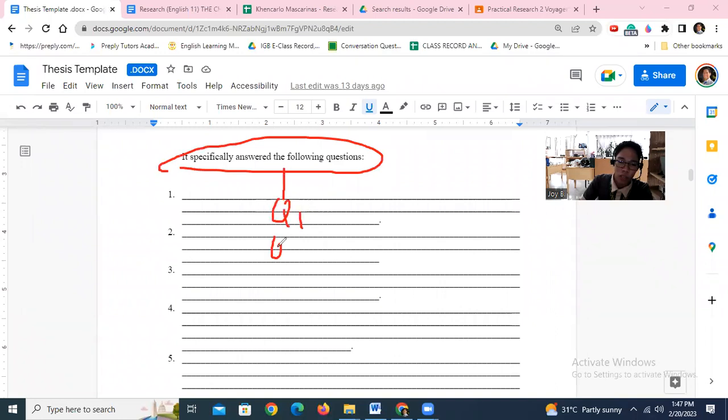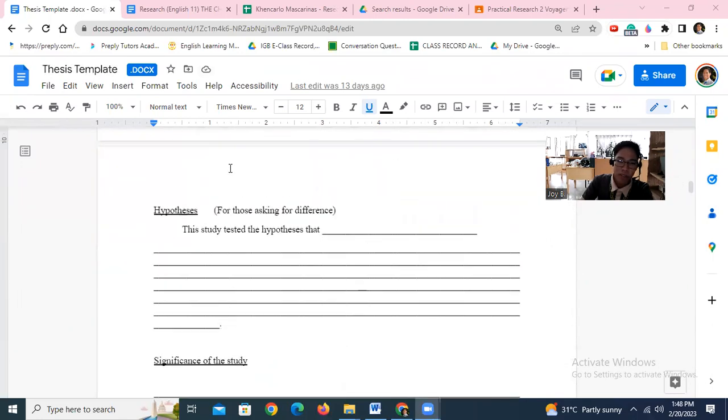Question number 1, research question number 2, and research question number 3. Okay? Kapag katapos na, dadako tayo sa next page. We have here the hypothesis. As you know, your hypothesis is stated in the 3rd question of your research questions. Kabilang siya sa research problem.